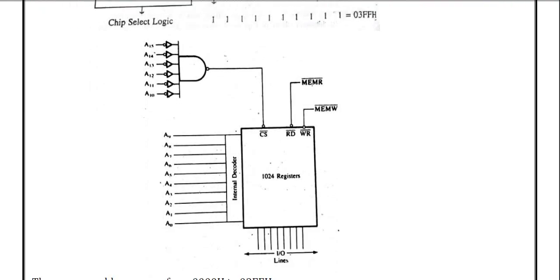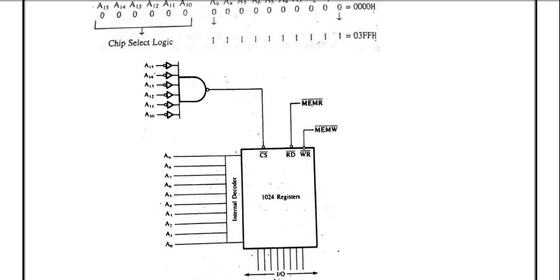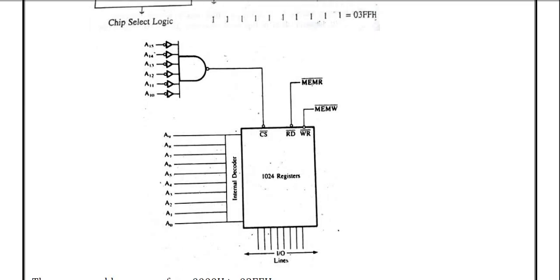In this diagram we can easily say that this one is for the read section, write section, and IO section, and in the internal decoding section we have A0 to A9, and in the chip selection section we have A10 to A15, where all zeros are input, and by the NOT gate they are transformed to 1, and then the control signal is generated.